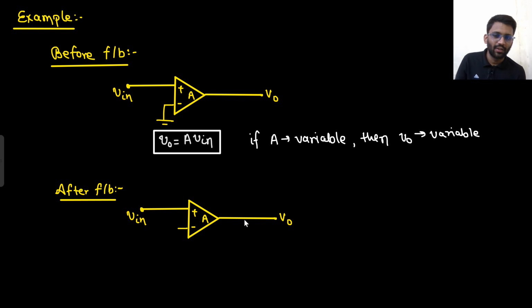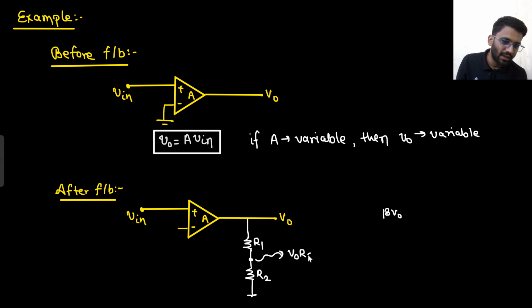So what you will do, you will take some factor of output. What you need is beta V naught. So what you can do, you can make a voltage divider, right? R1 by R2. So what is the voltage you are getting at this point? That is V naught into R2 by R1 plus R2. I can call this voltage beta V naught.